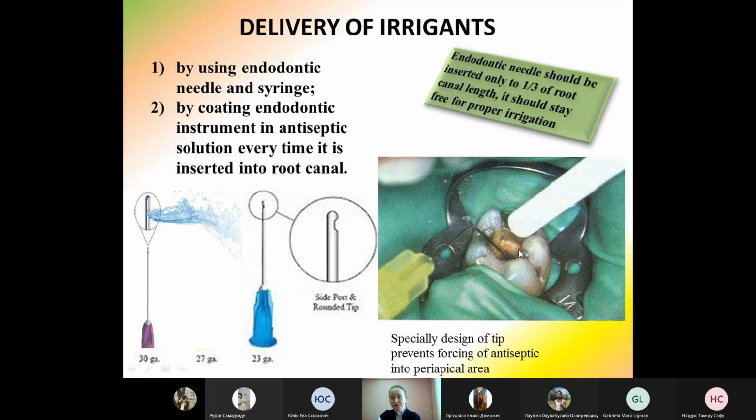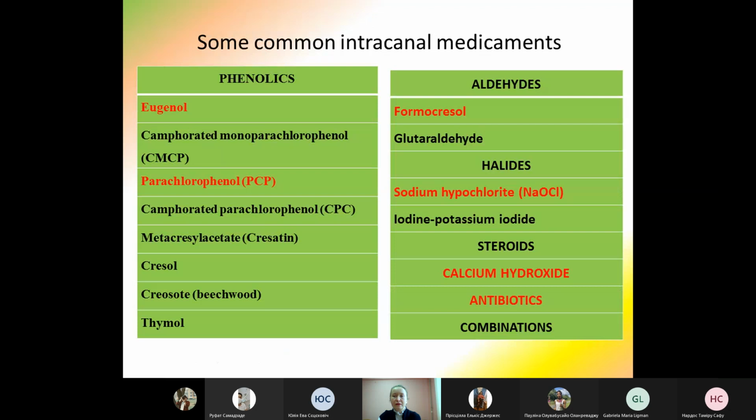For that reason, apical stop, apical constriction should be shaped according to requirements. As such, medicaments are available. They are grouped as follows: phenolics, eugenol, parachlorphenol, aldehydes, formocresol, halides, sodium hypochlorite, steroids, calcium hydroxide, antibiotics, and combinations of different groups of medicaments.